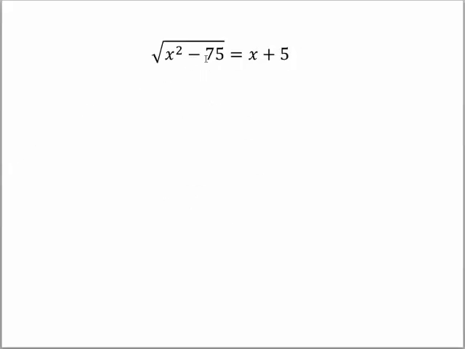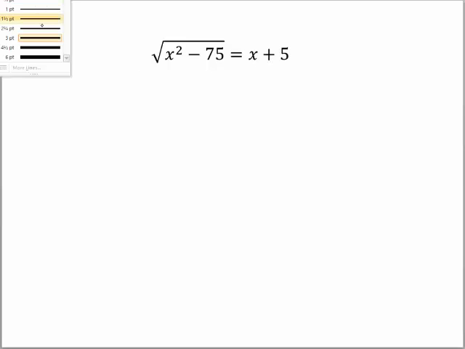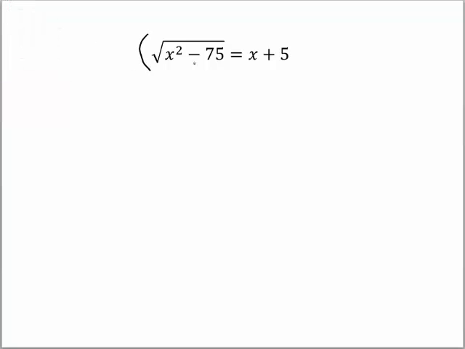Here we have the square root of x squared minus 75 equals x plus 5. And again, we are going to square both sides to get rid of this radical. We get rid of the radical, right? That's the whole purpose. So we got rid of that radical, and this side becomes x squared minus 75.